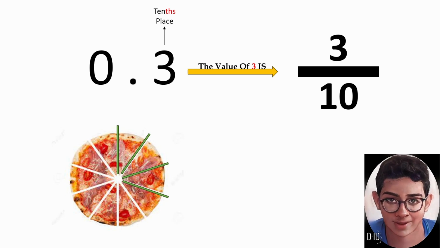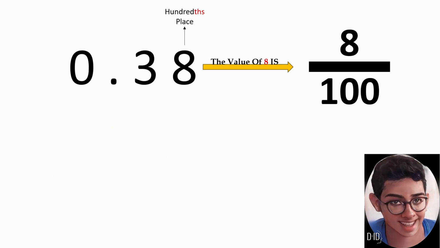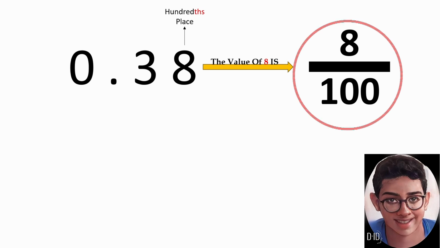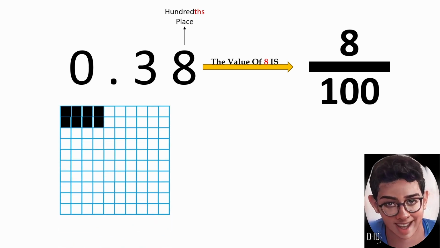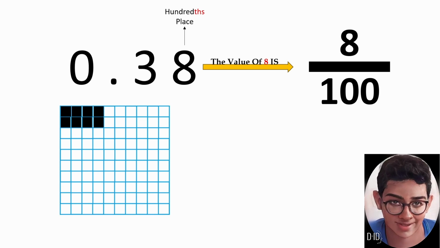Our next number will be in the hundredths place, and that number is 8. Its value is 8/100 because it is in the hundredths place. I think you guys have now realized that the place of the decimal number determines the value of its denominator. Now an example for the hundredths place would be 100 squares with 8 of them being shaded. Therefore, I have shaded 8 squares out of 100.